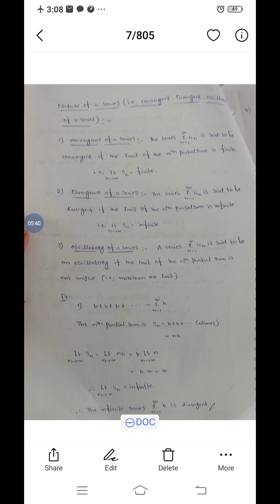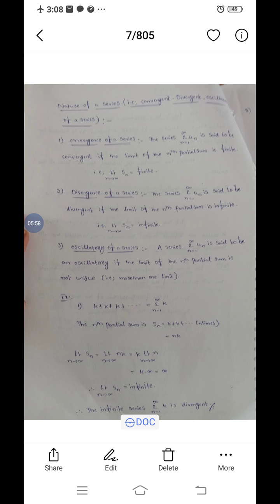First we will consider the nth partial sum. So Sn is equal to k plus k and so on, up to like this. We have to write k n number of times. Why? Because we are saying nth partial sum, which equals nk. After that we will consider limit n tends to infinity of Sn.